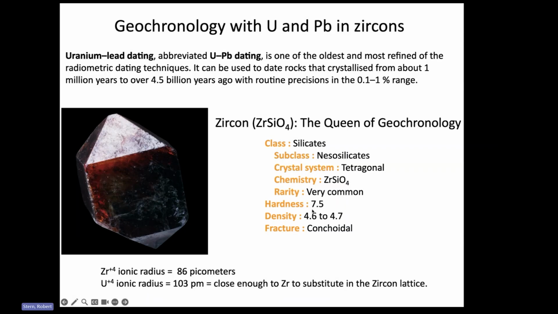Very hard, tough mineral. And what you see is that zirconium 4+ has an ionic radius of 86 picometers, whereas uranium 4+ is 103 picometers. So that's close enough to zirconium to substitute. That's right at the edge of the 15% in Goldschmidt's rules. And the ionic charge is the same. So uranium substitutes pretty well in the zircon lattice, but lead doesn't. Lead is excluded.